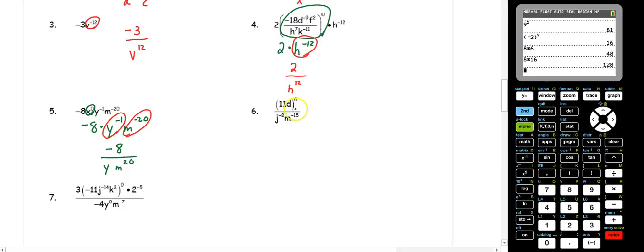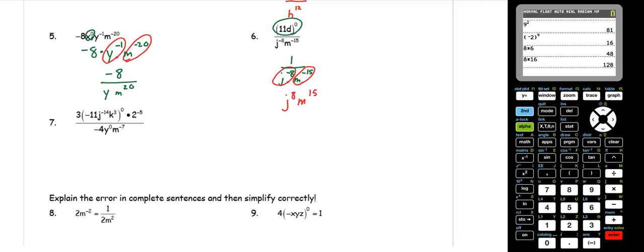Number 6, we have 11d to the 0 in parentheses, so that becomes 1. We're left with 1 over j to the negative 8th, m to the negative 15th. So I have 2 negative exponents again, which need to move. Because they're in the denominator, they now move to the numerator, j to the 8th, m to the 15th. If you want to put them over 1, you can, but you don't have to.